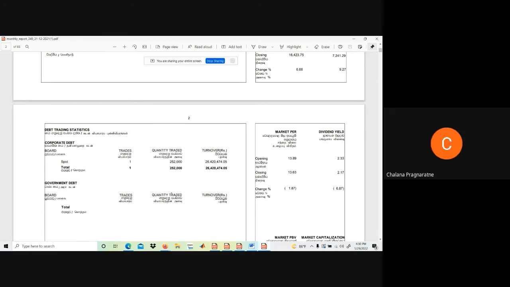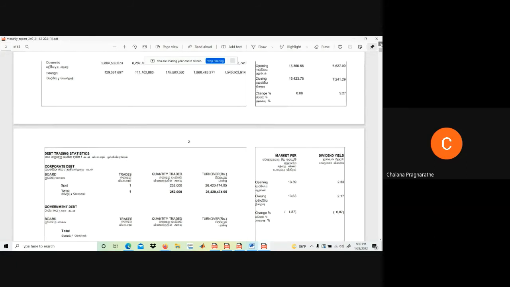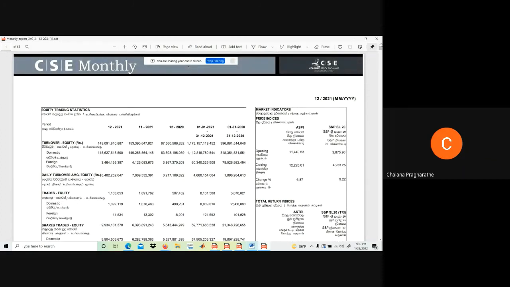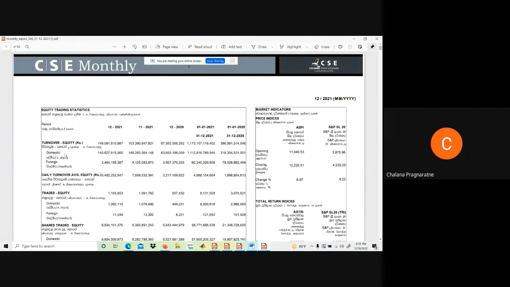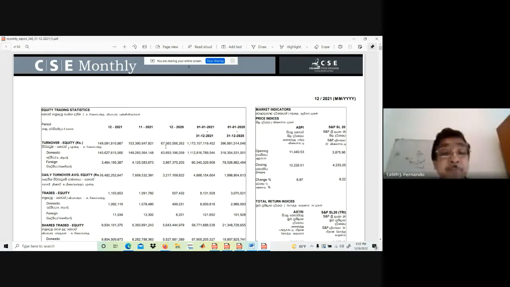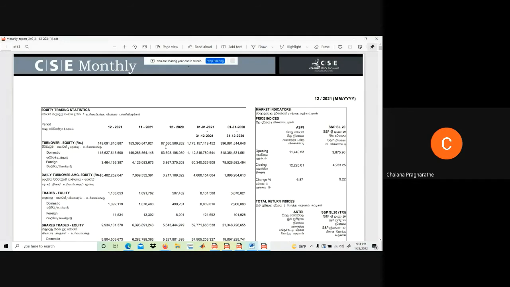Right. The earlier page, on top, can you go to that page? The previous page, number 1. Yeah. Turnover. If we take 2020, it's 67 billion, is it? A billion, yes. So in 2021, it's 149 billion.